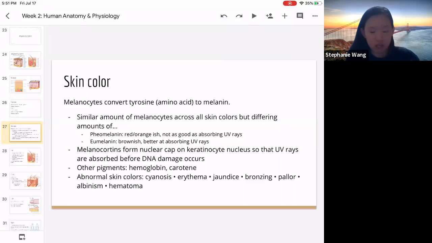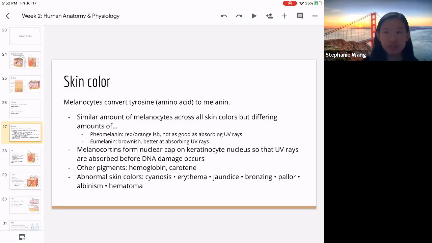So the reason why lighter-skinned people are more prone to skin cancer is because pheomelanin is not as good as eumelanin at absorbing UV rays. Since they have less eumelanin and more pheomelanin, they're not as good at protecting the skin from DNA damage. Meanwhile, those who are darker-skinned have less of a risk of getting skin cancer. Okay, the reason behind this is that those who have darker skin color tend to be natively from places near the equator.